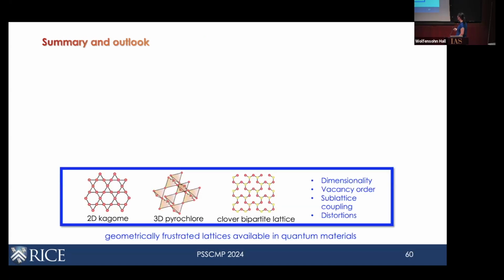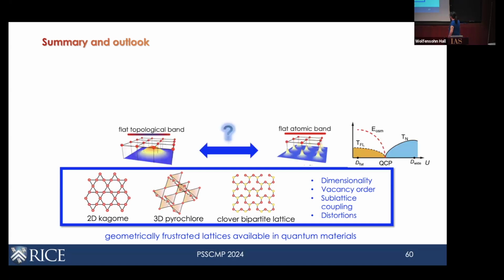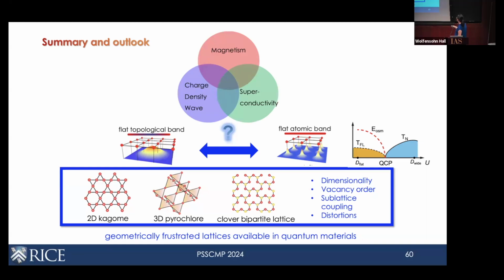So in the end, I've tried to motivate that in 3D bulk materials, we have various tuning knobs. We have dimensionality, vacancy order, the degree of sublattice coupling, and lattice distortion. And then we can also think about maybe not a black-and-white picture, but perhaps in most materials it's somewhere along a scale of both correlation effects together with geometric frustration. And eventually, hopefully, this gives us a large phase space to explore different phenomenologies. So that's the summary.